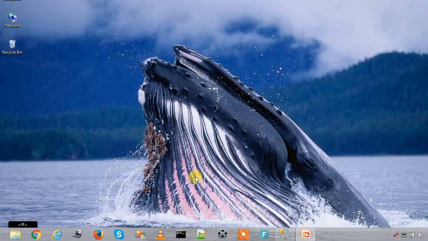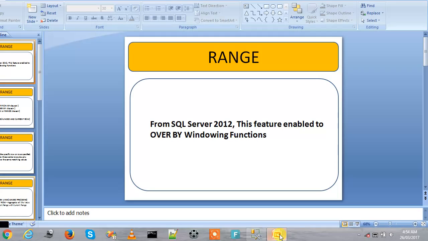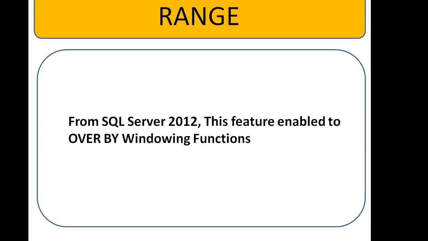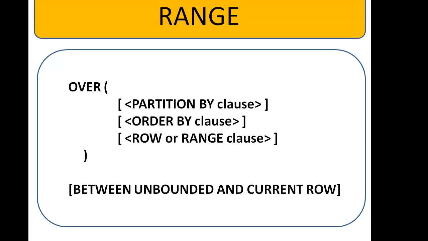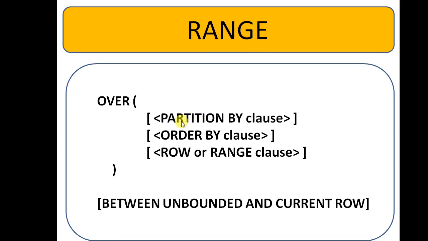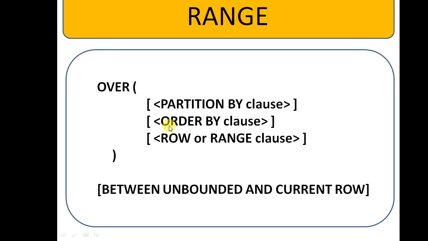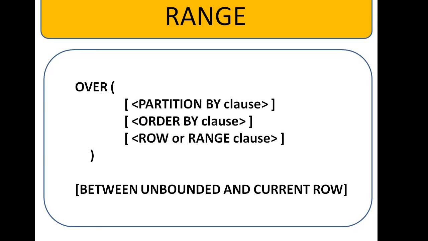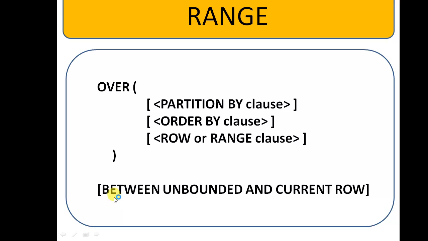Generally, ROWS and RANGE in the OVER clause were introduced in SQL Server 2012, and this is the syntax for the OVER clause with PARTITION BY and ORDER BY. Here we can mention ROWS or RANGE. In our previous session we checked with ROWS, so here we are going to check with RANGE.